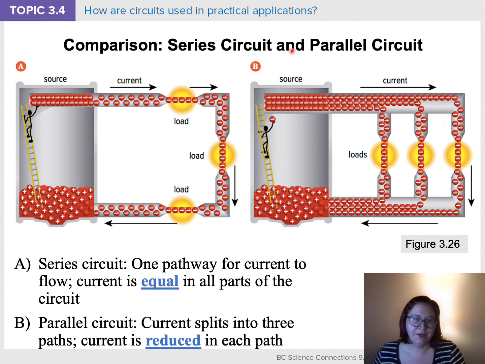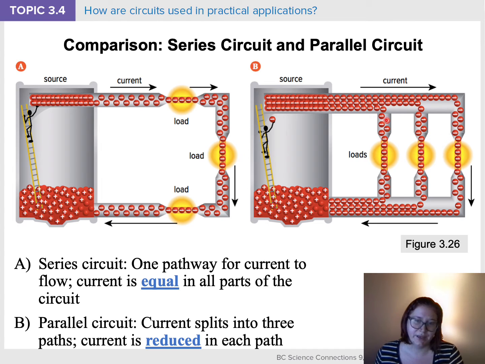So here we have a comparison of a series circuit and a parallel circuit. So over here, letter A, the series circuit only has one pathway for the current, and the current is equal in all parts of the circuit. There's the same number of electrons traveling through anywhere along the circuit. If you hooked up an ammeter, which measures current, it would read the same thing no matter where you were in the circuit. Over here we have a parallel circuit where the current splits into three paths, so the current is reduced in each pathway.